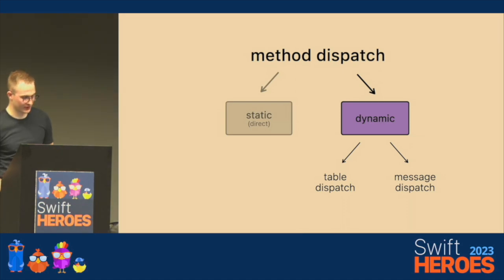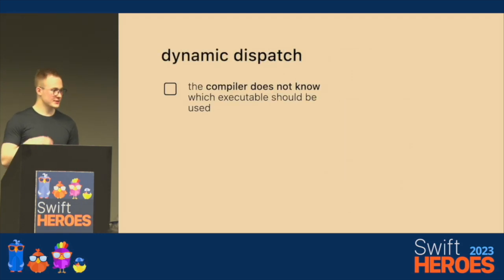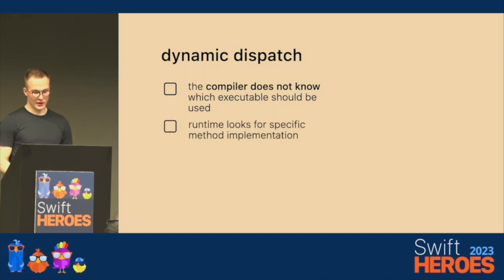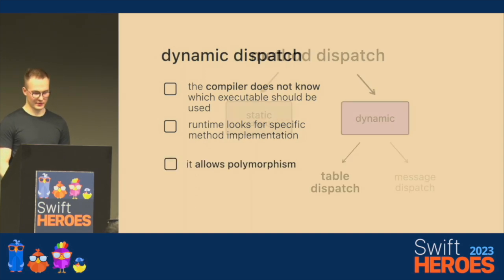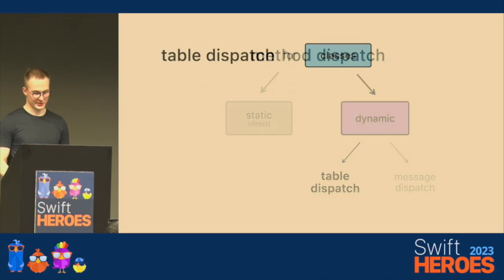So now we can talk about the other method dispatch, which is dynamic in this case. It is the exact opposite of static dispatch, and the compiler does not know which executable should be used, so it has to be determined at runtime. And the runtime library looks for a specific method implementation, for example, by tables. And because of this, polymorphism is available. And the first implementation we'll dig into is table dispatch.